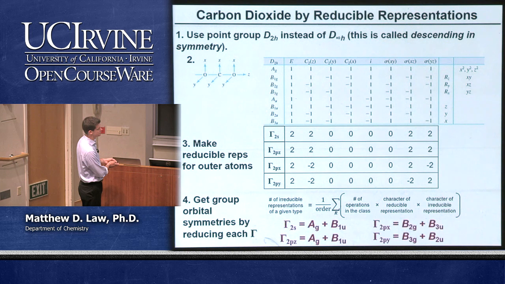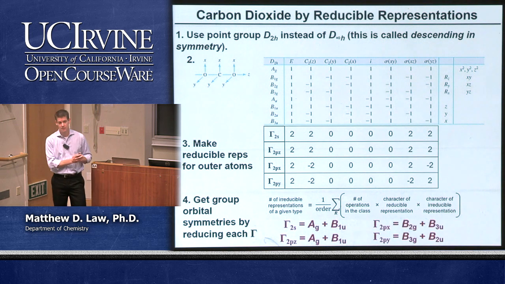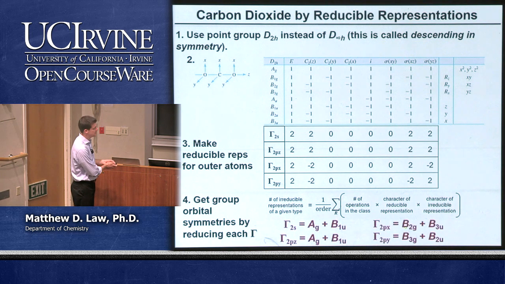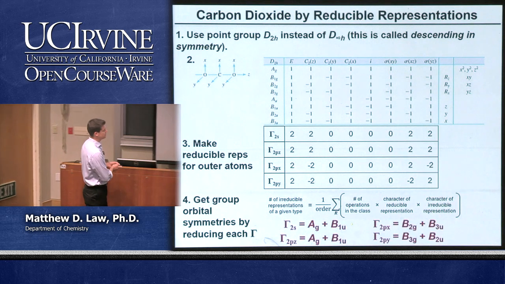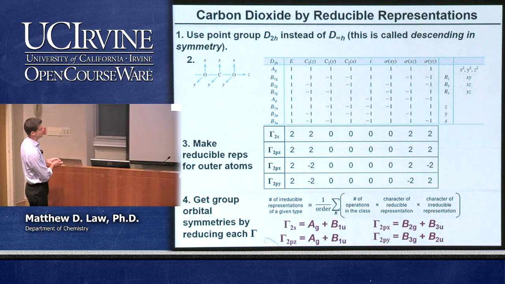You find that the reducible representation for the 2s is equal to an Ag and a B1u, that for the 2pz is also an Ag and a B1u. Okay? And then the x and the y's have a B2g and a B3g, and a B3u and a B2u. Okay? And you can confirm this straight away by just looking at the character table.